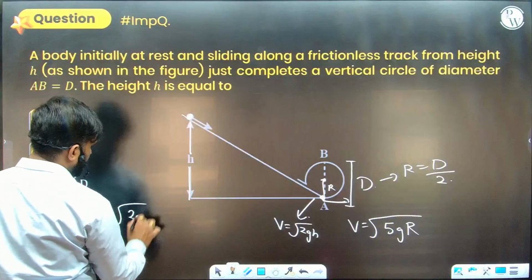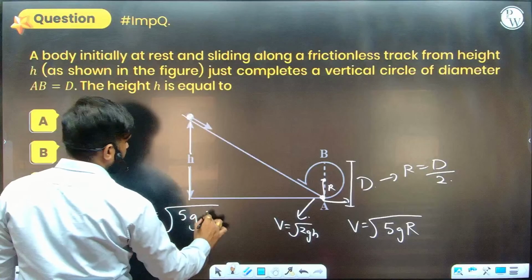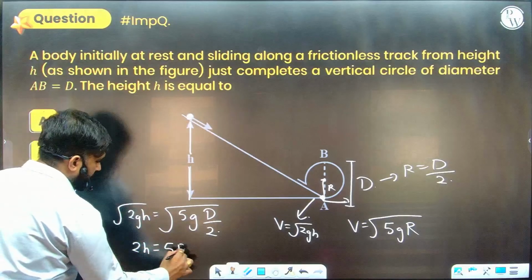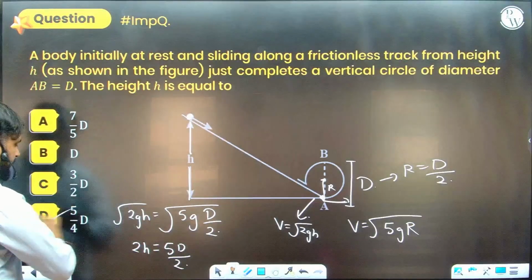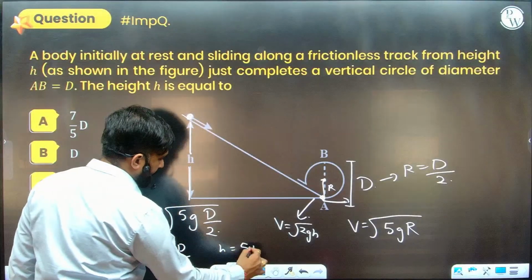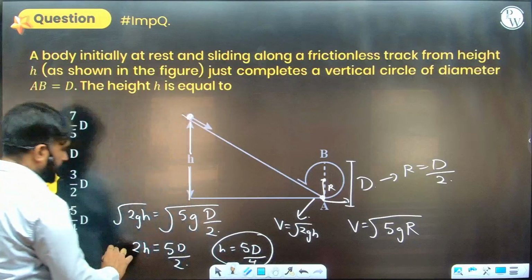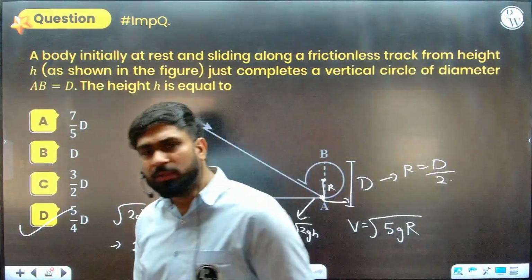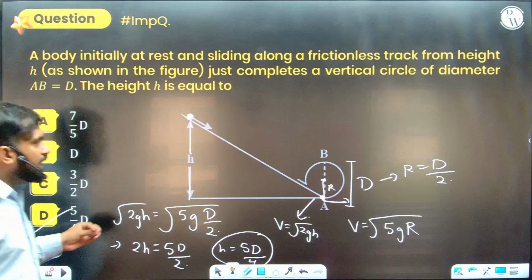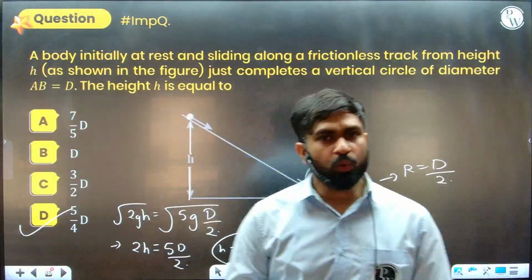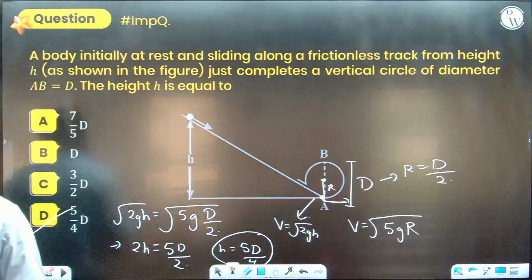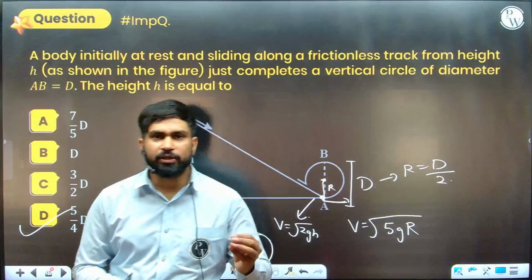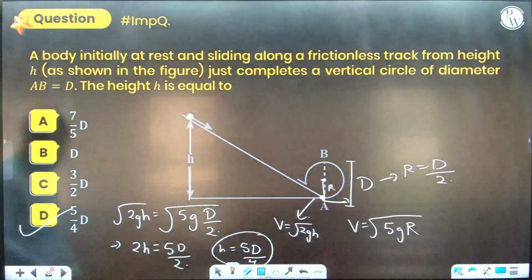So under root 2gh is equal to under root 5g and r is d by 2. Square both the sides and g gets cancelled. So 2h is equal to 5d by 2, or h is equal to 5d by 4. So this was your vertical circular motion, and similar problems are always asked from the vertical circular motion. I think you can revise it properly now, since you have covered almost the major concepts and the major points of this chapter. Just solve some problems and you are good to go with the chapter vertical circular motion.